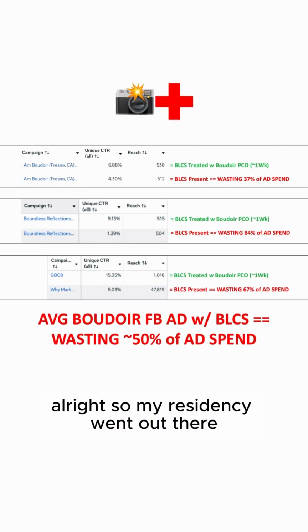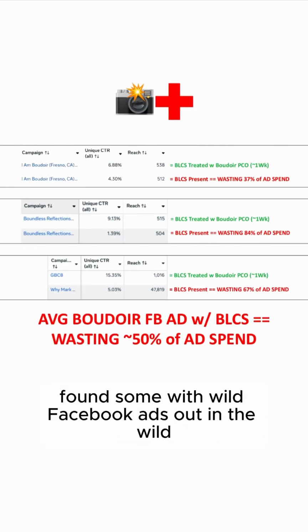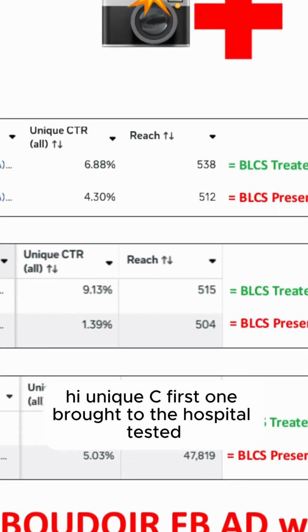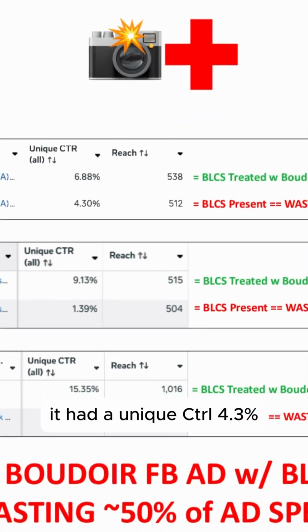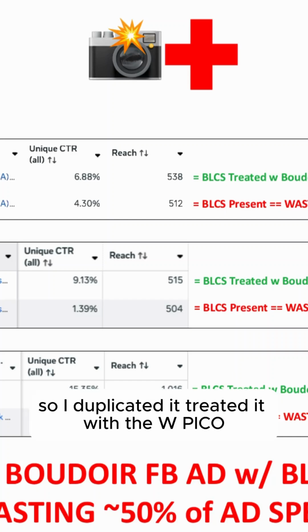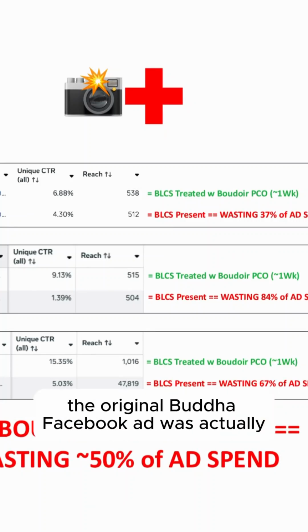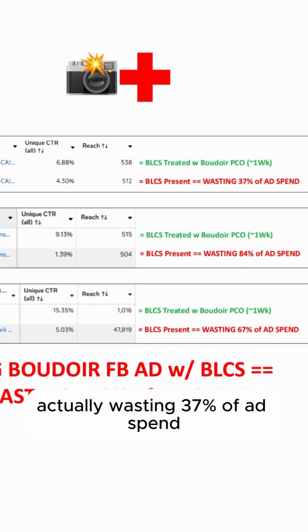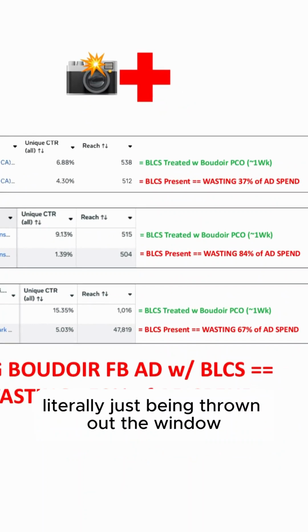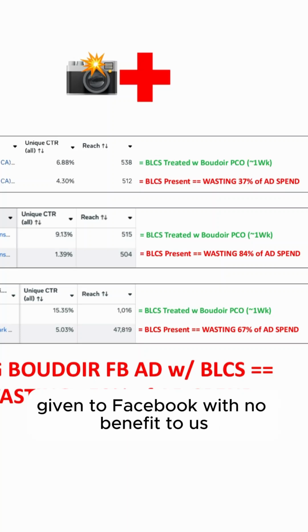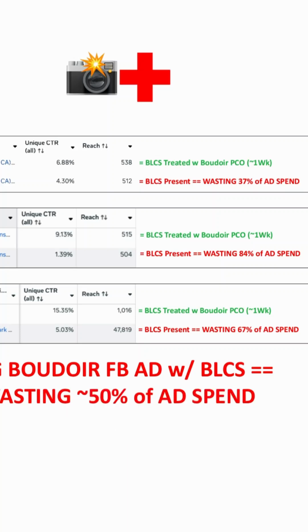All right, so in my residency, I went out there, found some Boudoir Facebook ads out in the wild. Found the first one, brought it to the hospital, tested it, had a unique CTR of 4.3%. So we know BLCS is present. So I duplicated it, treated it with Boudoir Pico, took about a week, and got the unique CTR up to 6.88%. So we found out the original Boudoir Facebook ad was actually wasting 37% of ad spend, literally just being thrown out the window, given to Facebook with no benefit to us.